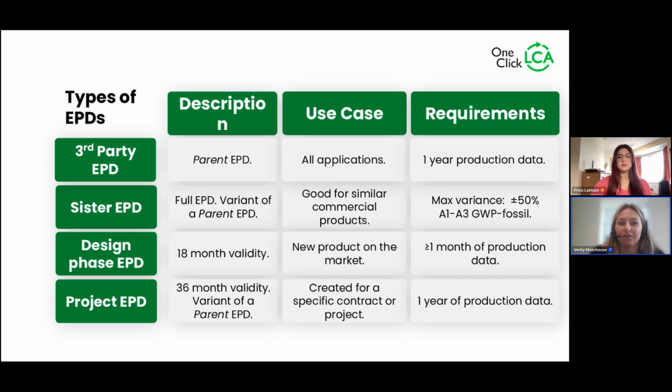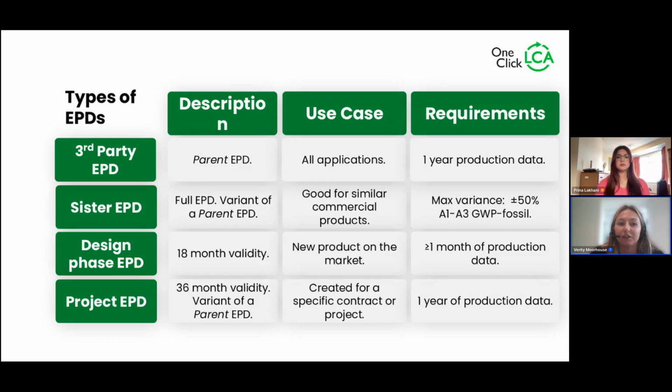Then there's what's called a design phase EPD. So if you have not been producing a product for a year, and so you don't have a year's worth of production data, then you can produce a design phase EPD. They only last for 18 months rather than the 5 years that a normal EPD would last. But you don't need more than a month's worth of production data to produce them. So great for new products, and then in a year or 18 months time, you can get them re-verified with your full year's worth of data to turn them into a full EPD.